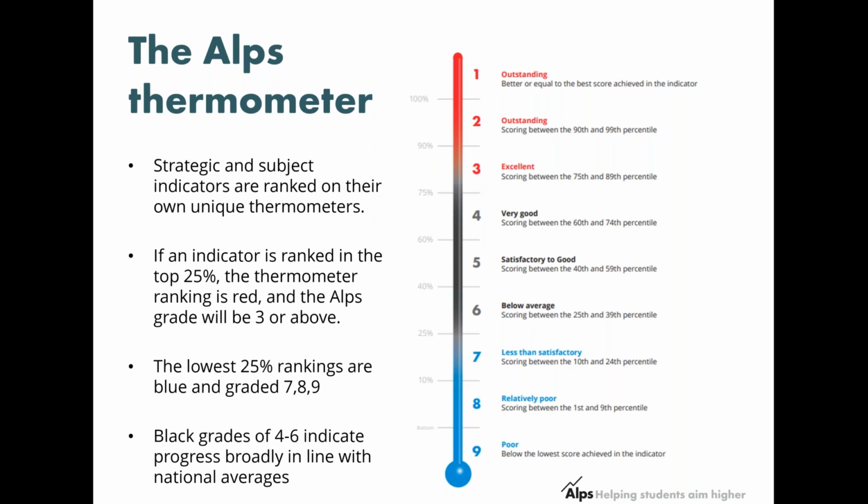That's slightly different, remember, from the DfE, but top of the thermometer, red hot. If you're seeing any rankings that are blue and have numbers 7, 8, 9, not good. That means that for that indicator, progress is in the bottom 25% nationally. Okay? And then broadly national average is that black bit of the thermometer in the middle there, grades 4, 5, 6. So you've got a grading system running 1 to 9 and 3 different colors: top 25% red, middle 50% black, bottom 25% blue. You don't want to be there.